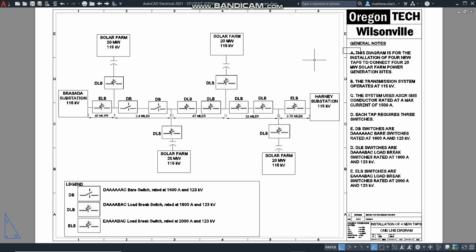That was the general overview of my two one-line diagrams. Thank you.